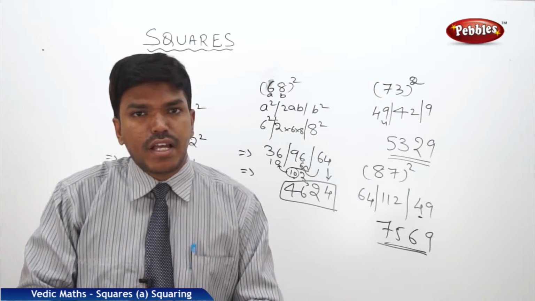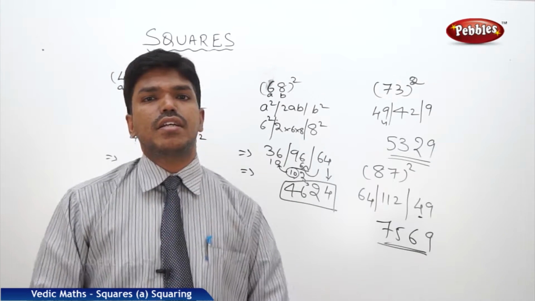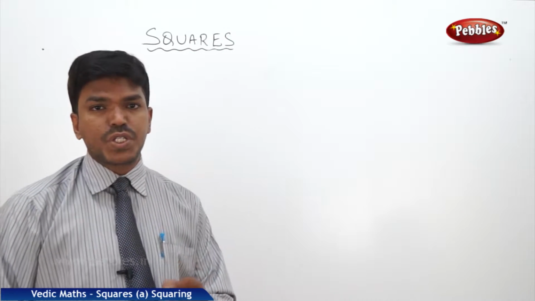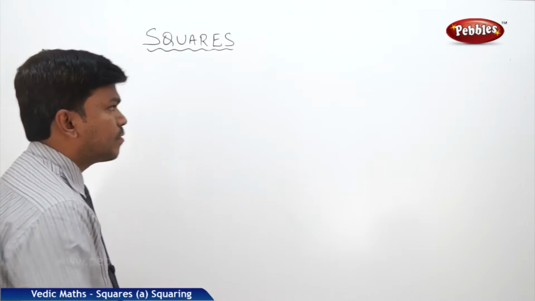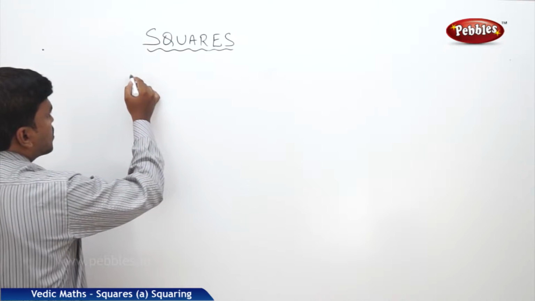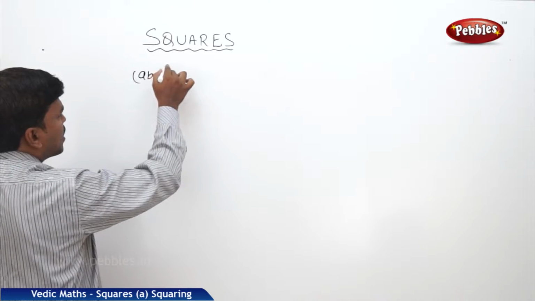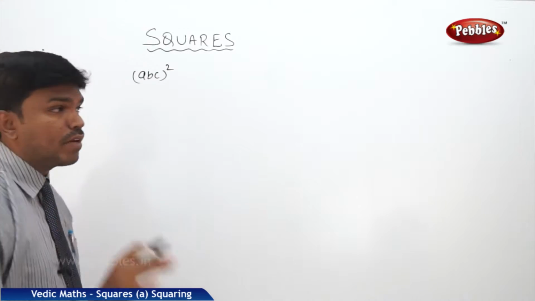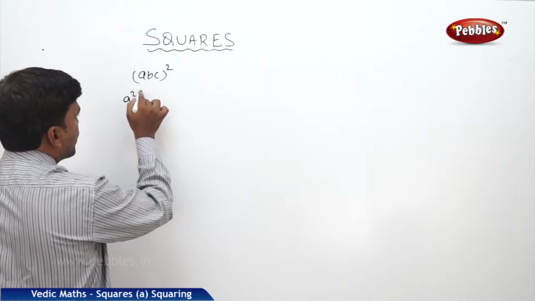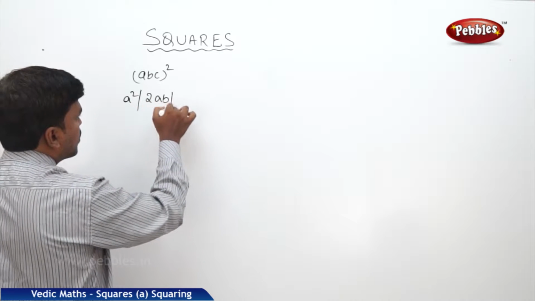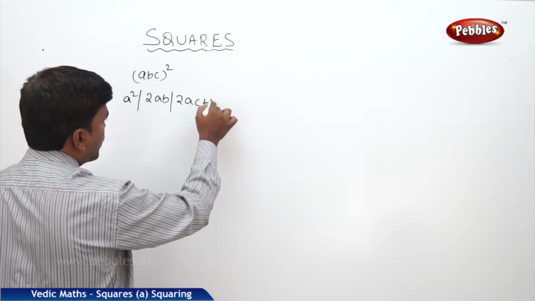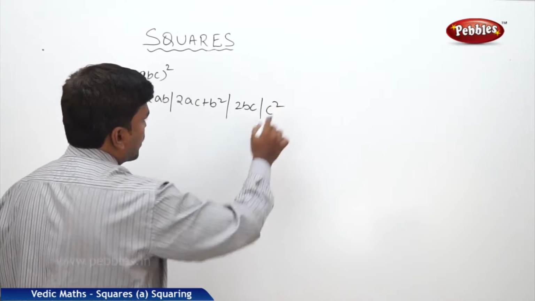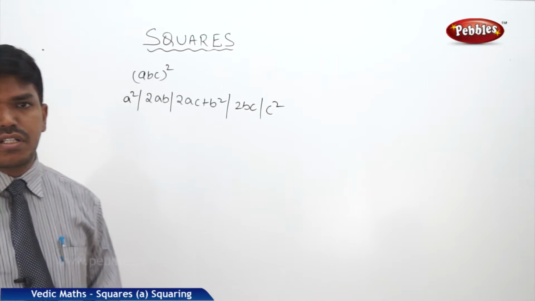So how can we extend this technique to triple digit squares? Let us see the formula method for squares. Suppose ABC is a triple digit number. Now the formula will be like this: A square, 2AB, 2AC plus B square, 2BC, C square. This is the formula for a triple digit square.